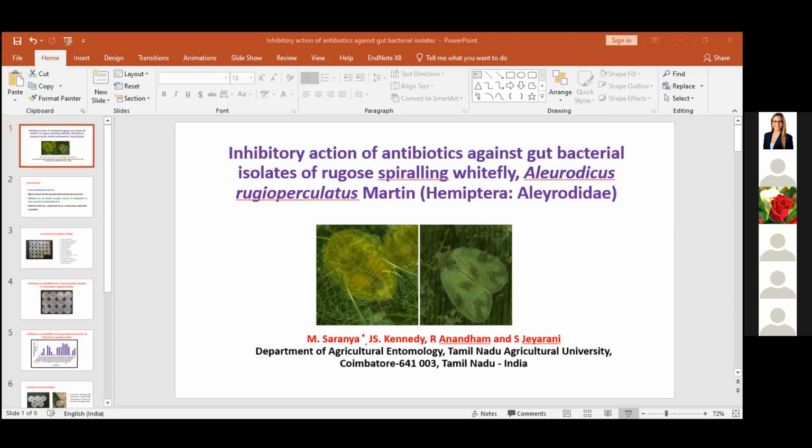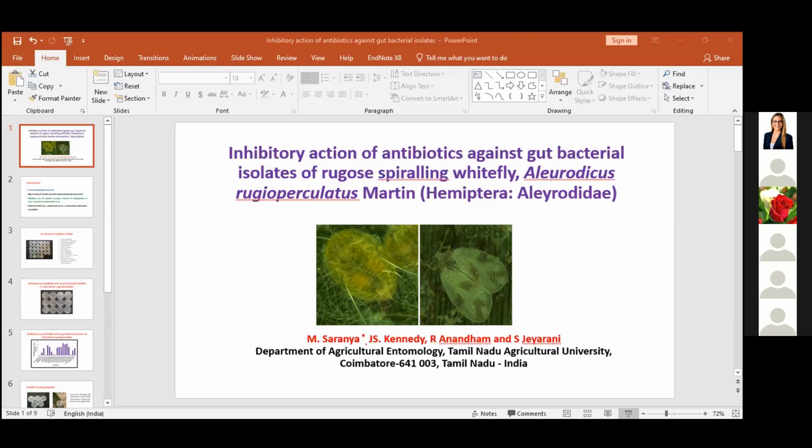It has the capability to produce a large number of eggs, and it also secretes more honeydew, ma'am. These secretions will enhance sooty mold, that means black fungal growth on the leaf, which covers the entire leaf. It will affect photosynthesis, and it will cause severe economic damage.